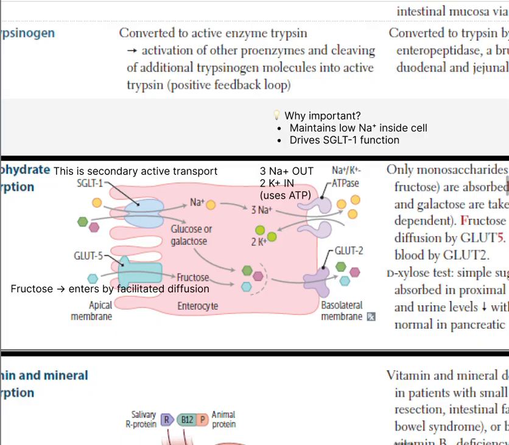So remember when we do the oral rehydration therapy with the ORS, the glucose and sodium are given together because they're absorbed by the SGLT1. Water follows and hydration improves. Even in diarrhea, this works.